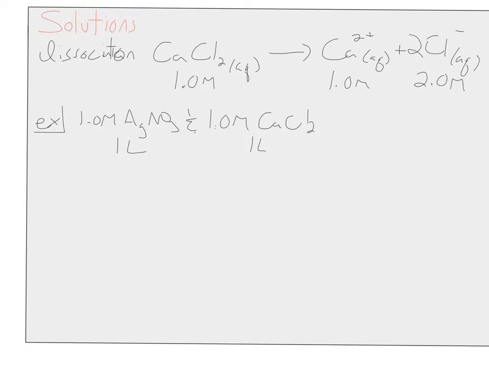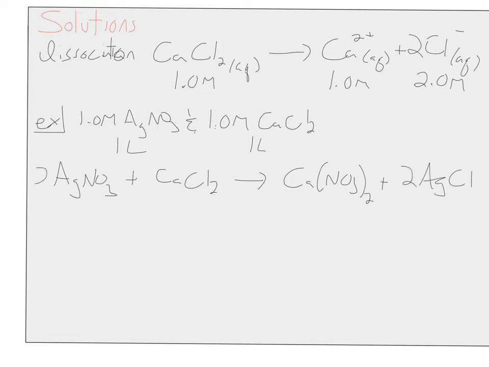First thing we need to do is get a balanced equation. So what's going to happen here? We've got the silver nitrate is going to react with the calcium chloride. This will be a double replacement, and we're going to make calcium nitrate and silver chloride. So 2 silver chlorides, 2 silver nitrates, my equation is balanced. But that is my total overall reaction. That is not the net ionic equation.